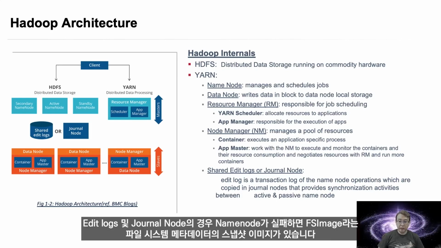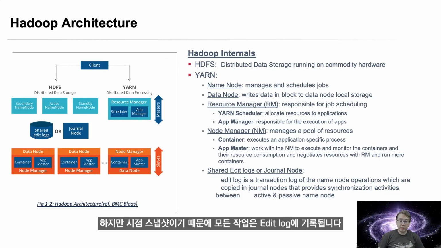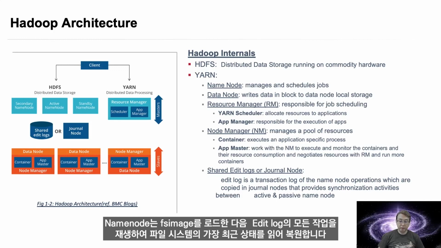As for the edit logs and journal node, when the name node fails, there is a snapshot image of the file system's metadata called fsimage. But since it is a point-in-time snapshot, all the operations are recorded in edit logs. The name node restores them by loading the fsimage, then replaying all the operations in the edit log to reach the most recent state of the file system.